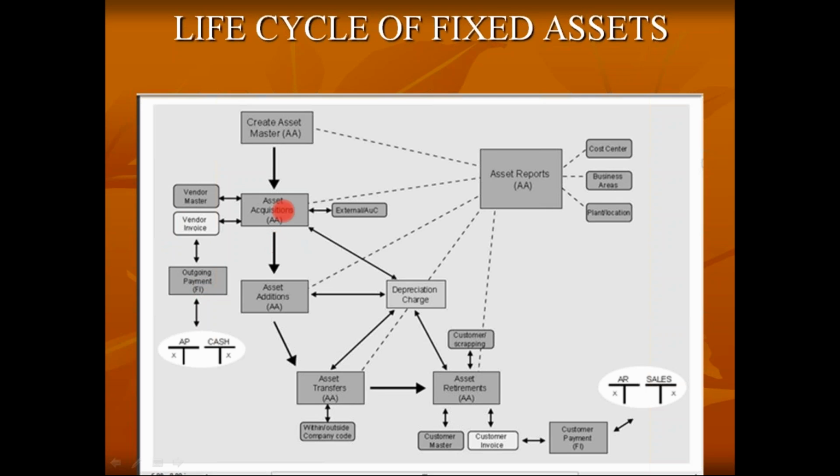Then let us say after using this asset for some time, an additional asset has been linked to this existing asset. Then you're transferring the asset from one department to other department. And finally, you felt that the useful life of the asset is over. So you would like to go ahead with selling of the asset or scrapping the asset. Now, whenever we are going for asset sale, again, your asset accounting is getting integrated with accounts receivable side.